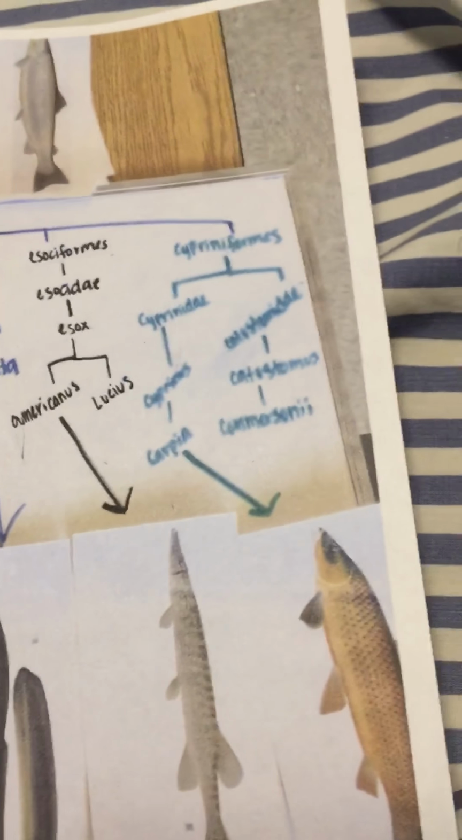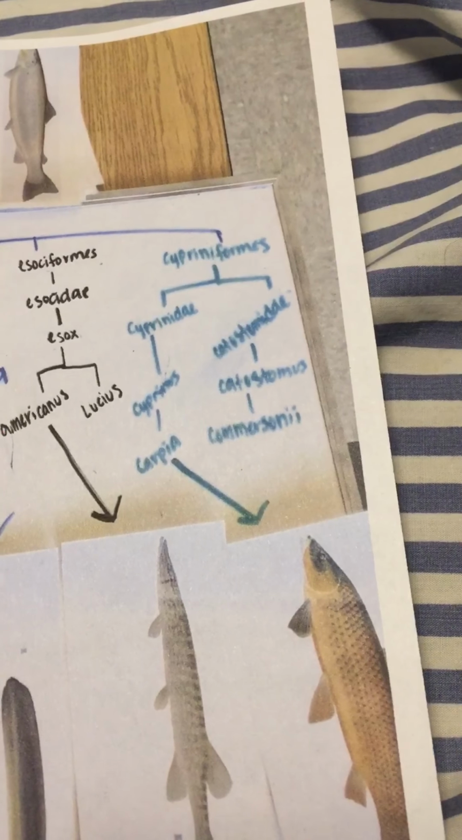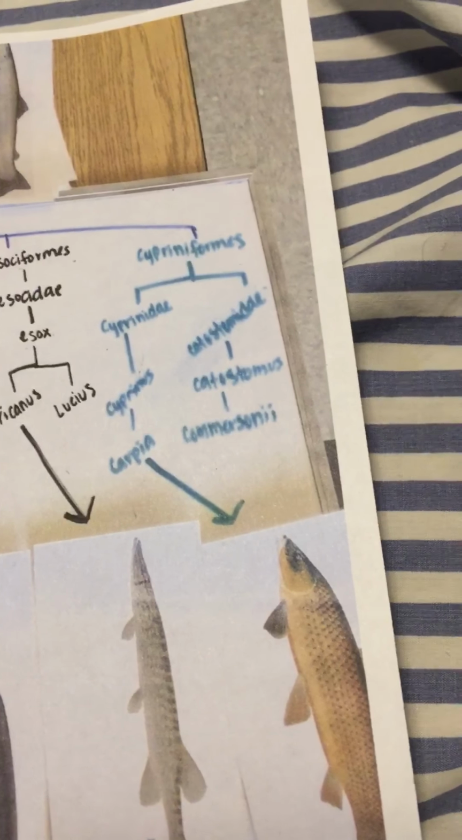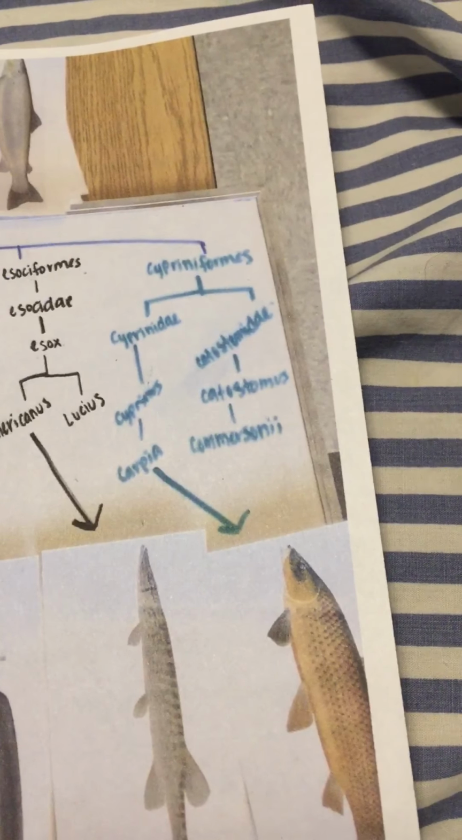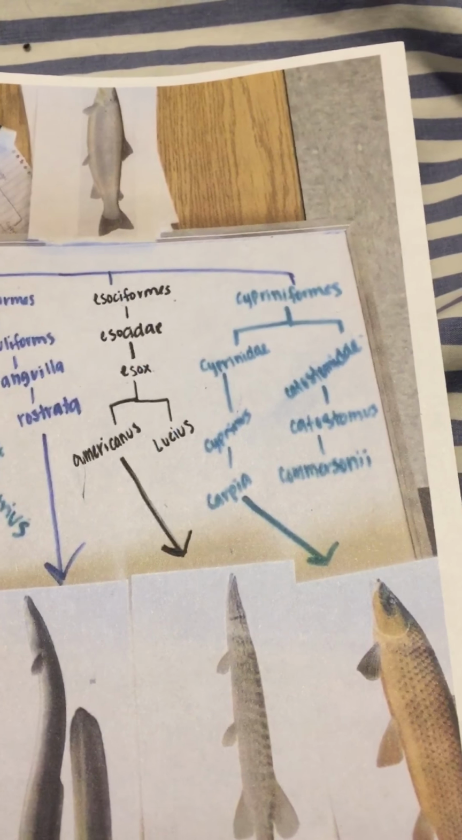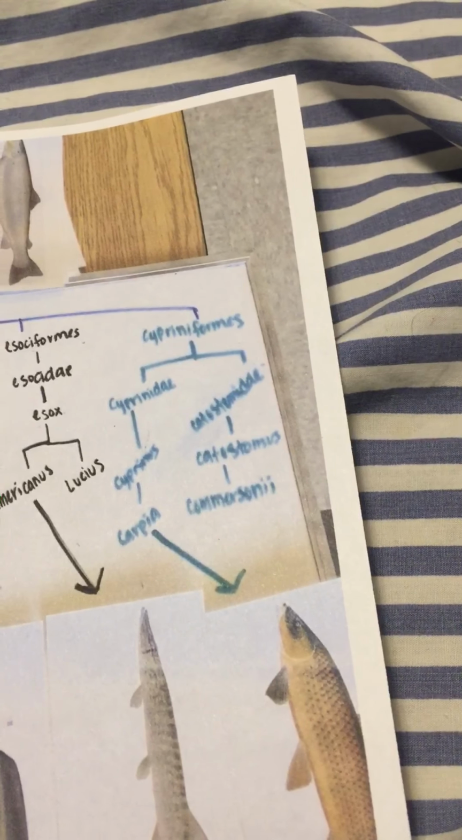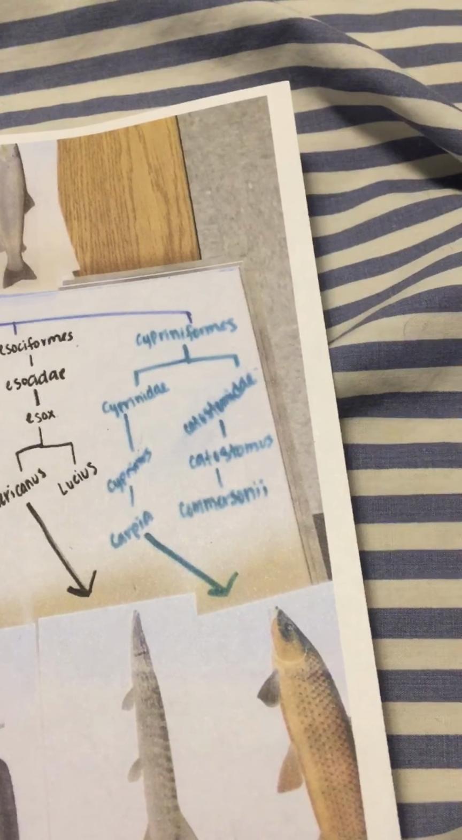The last example is the order known as Cypriniformes, and the derived characteristic is the fact that their upper jaw is protrusible. The order divides into 2 families, Cyprinidae and Catostomidae, and the Cyprinidae then move to the genus Cyprinus and then move to the species carpio, which is known as the carp.